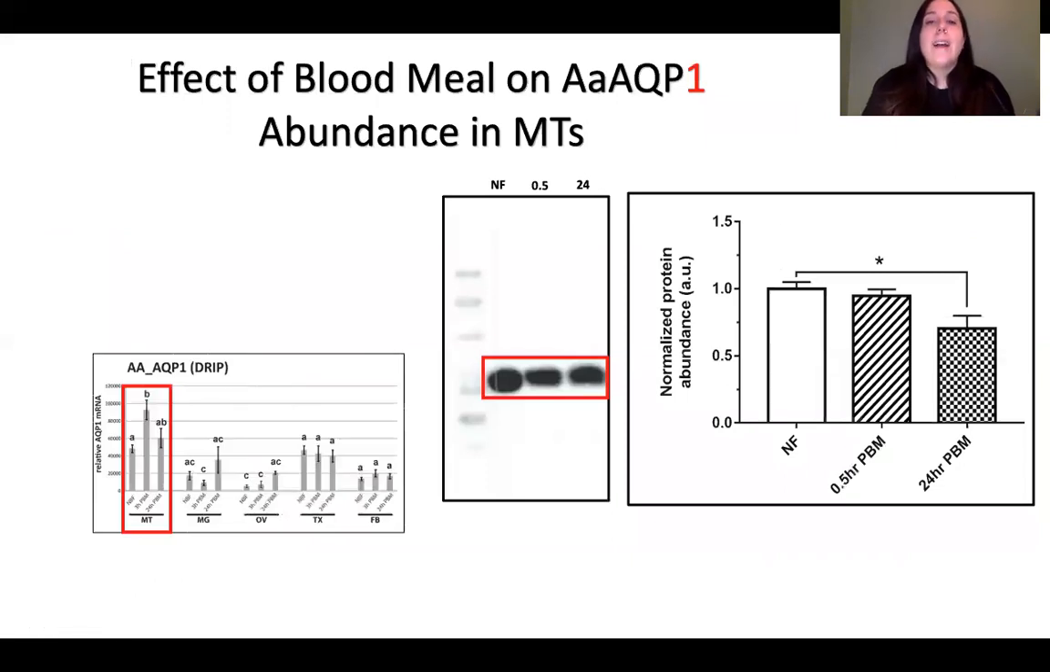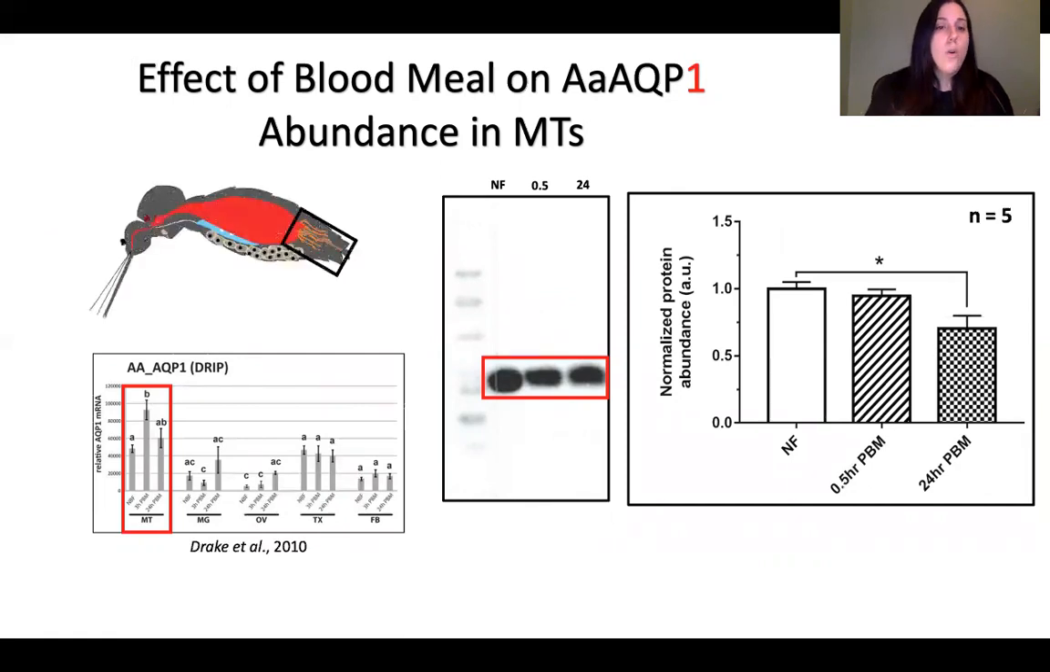Now, if we look at the effects of the blood meal on Aquaporin 1 abundance in the tubules using a Western blot, once again we are looking at the posterior end of the animal here, the tubules. This down here is a study by Drake and colleagues in 2010 that is a basis for my research as well, showing that mRNA levels of Aquaporin 1 actually significantly increase about 3 hours post-blood meal. So based on that timestamp and their research, we looked at half-hour and 24 hours.